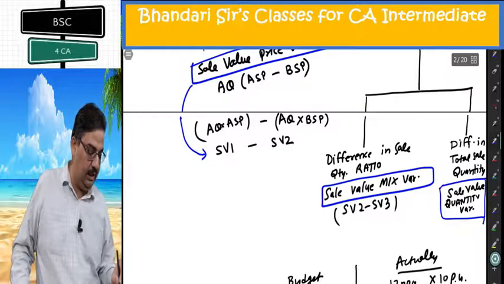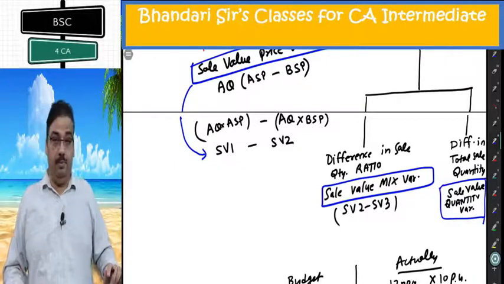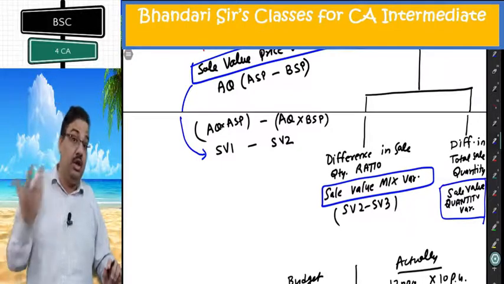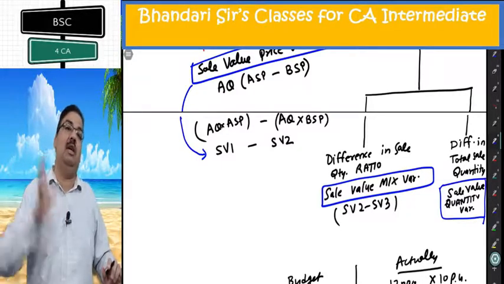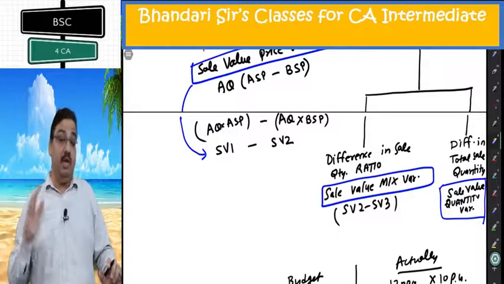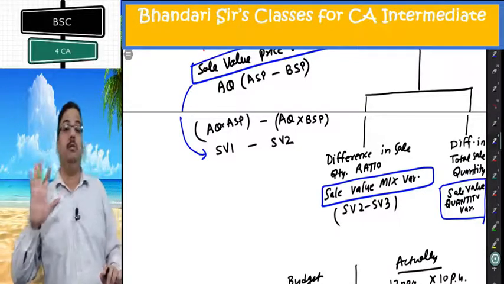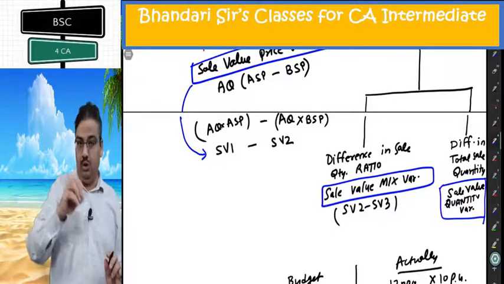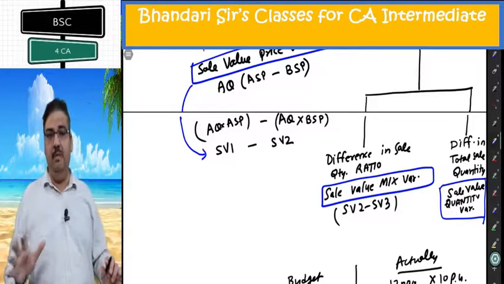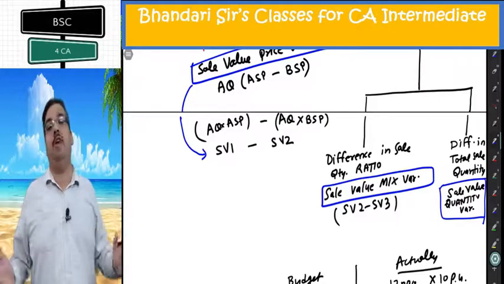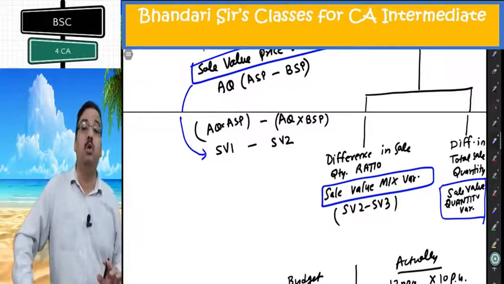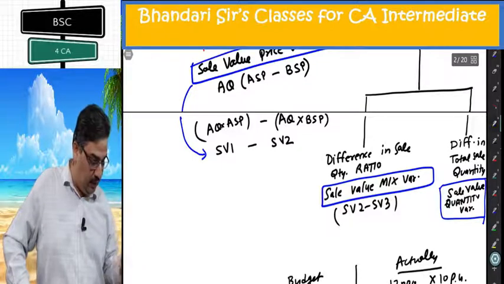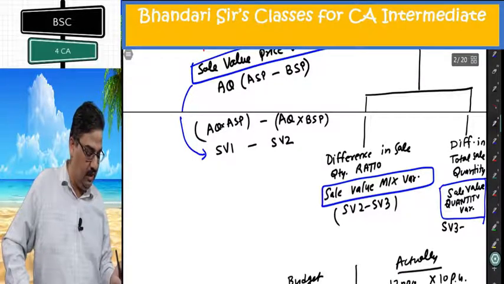Students many times mix up quantity and volume. Don't mix up. Volume includes effect of mix also. Changes in mix, only ratio different, everything else, even if total quantity is same, the mix is also causing volume variance. Volume is anything other than price. Whatever change is happening in actual sale other than the price change. If price was same, then why the sale value is different? That is explained by volume variance. Two further reasons for that, mix and quantity. So sale value quantity variance, you know it is SV3 minus SV4.